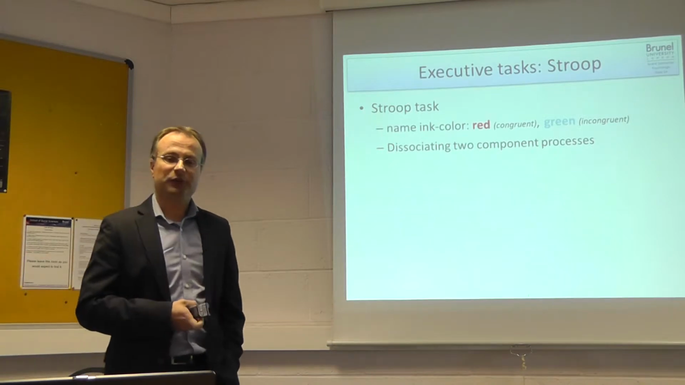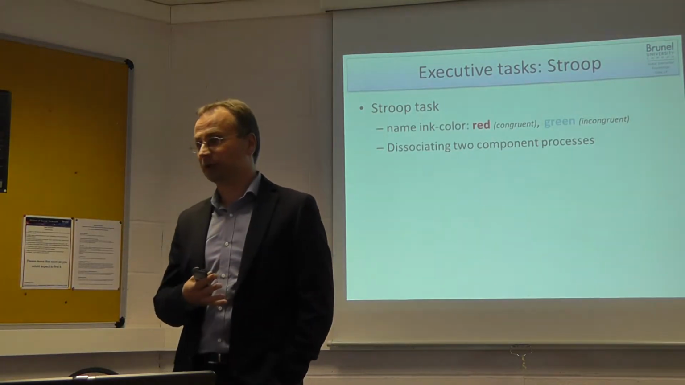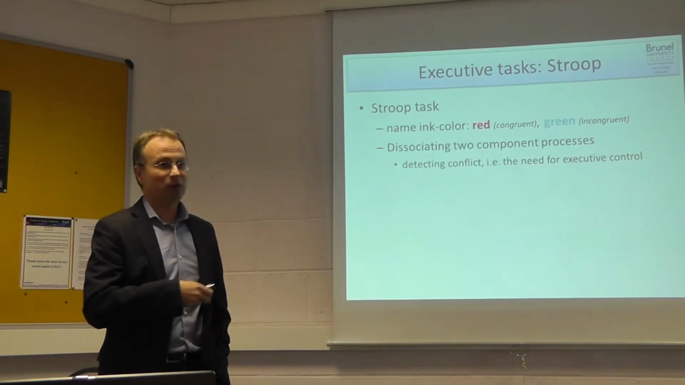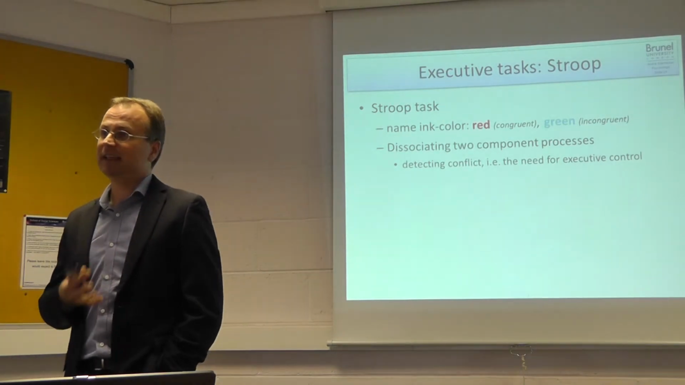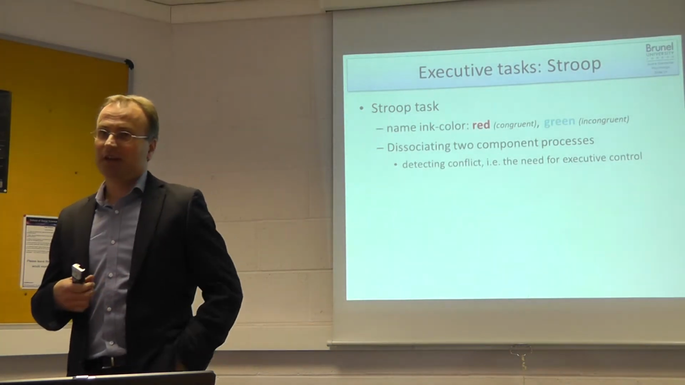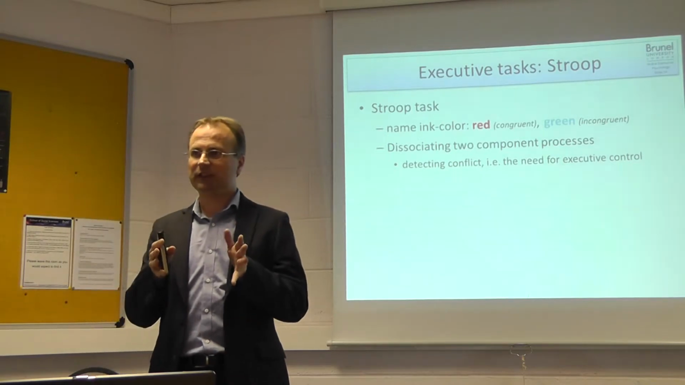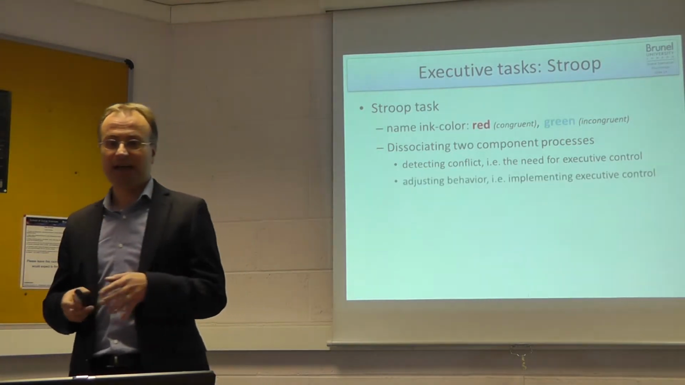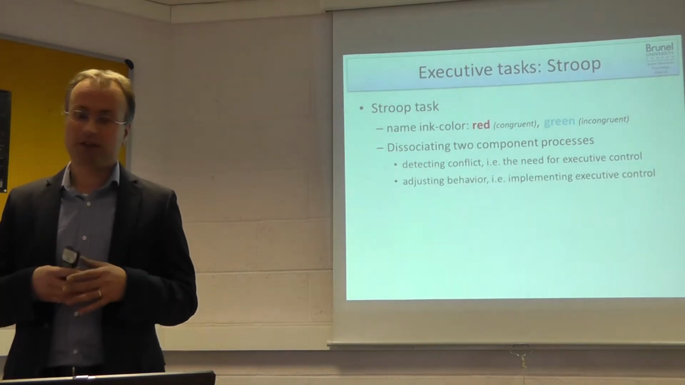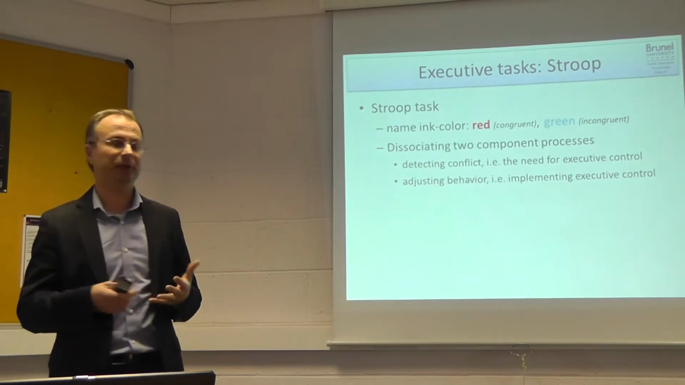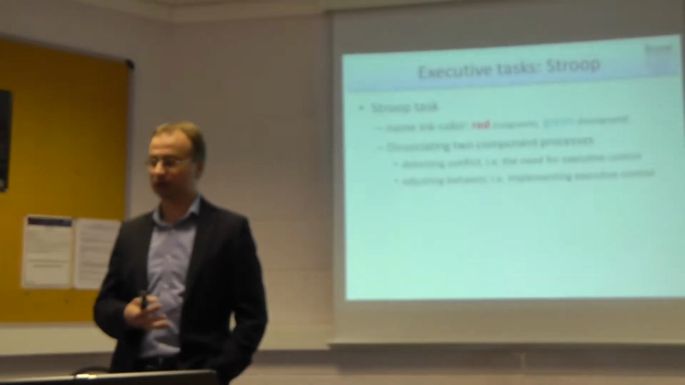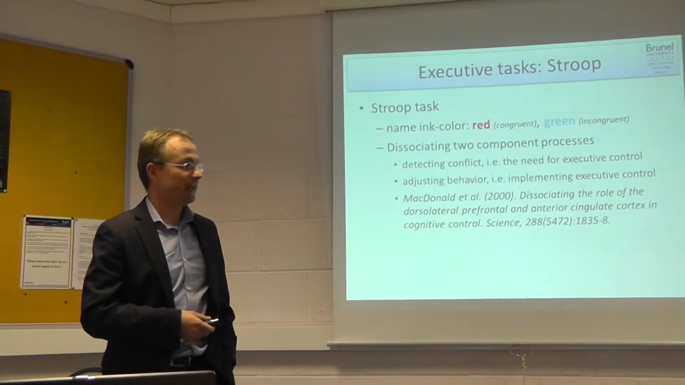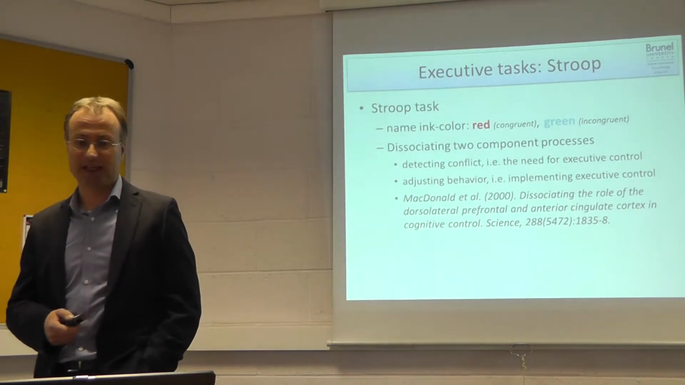And there has been a study which tried to dissociate at least two component processes in this type of task. The first one is our brain systems related to the detection of the conflict. That means the monitoring of the situation and the signaling, oh, we need additional control here because we have conflict. And the process associated with adjusting our behavior, preparing or implementing the executive control. And this is a study by MacDonald and colleagues from 2000, published in Science.